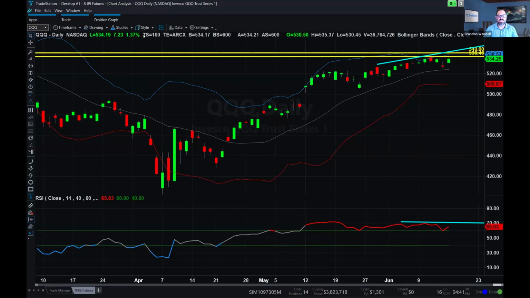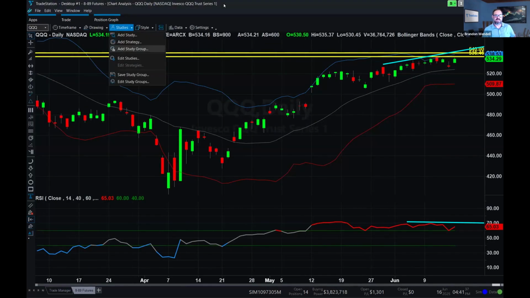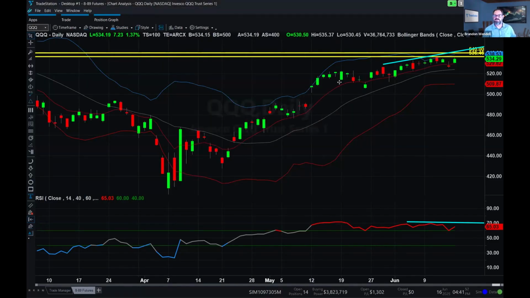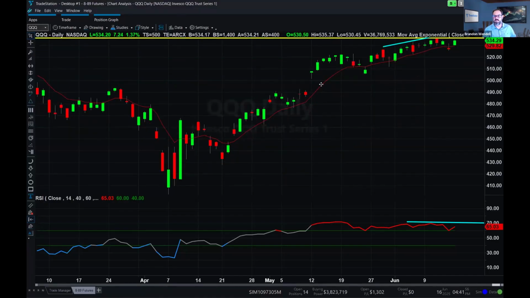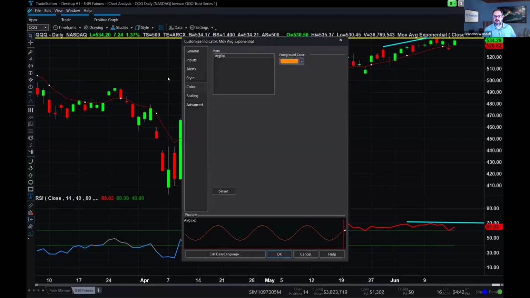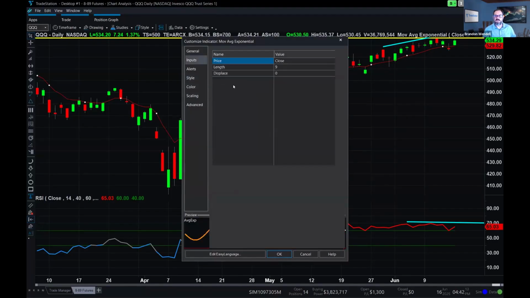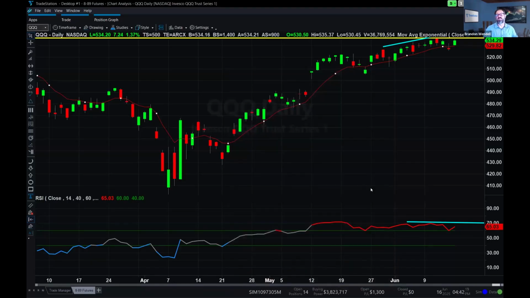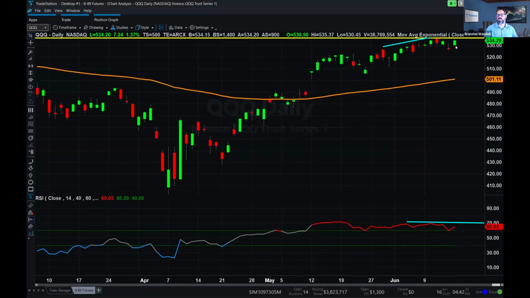As a matter of fact, let me see. Move this out of the way. There's studies, add, exponential. There we go. Forgot the prompt for editing, of course. And let me get rid of the Bollinger Bands for now, so I don't need them. Change the color, the thickness, and the inputs. I use the Fibonacci number 89 moving average. And you can see we have not been snapping back to that average in quite a while.